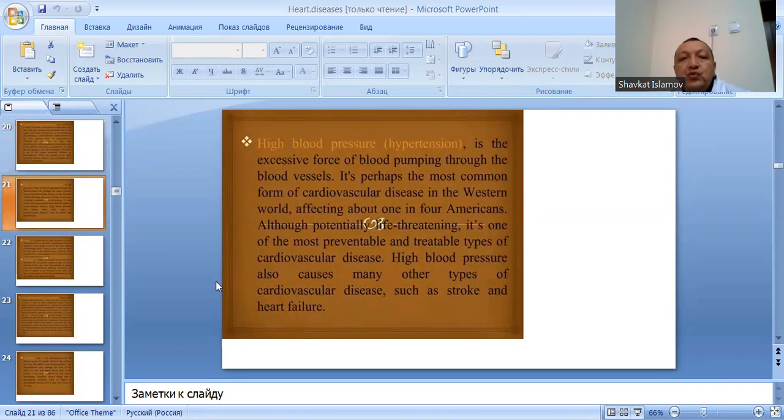High blood pressure is the excessive force of the blood pumping through the blood vessels. It is perhaps the most common form of cardiovascular disease in the Western world, affecting about 1 in 4 Americans.